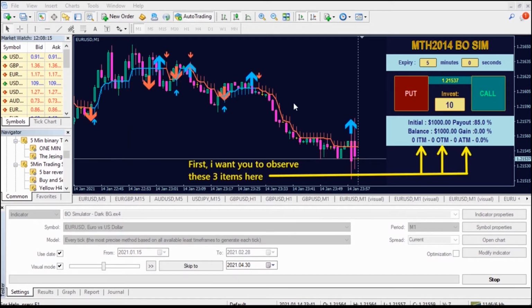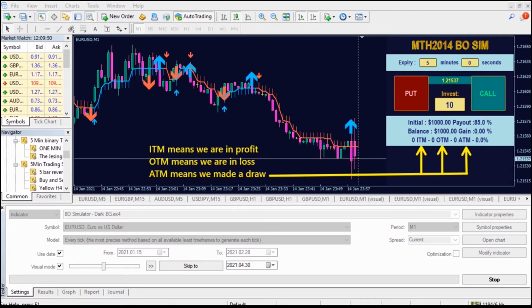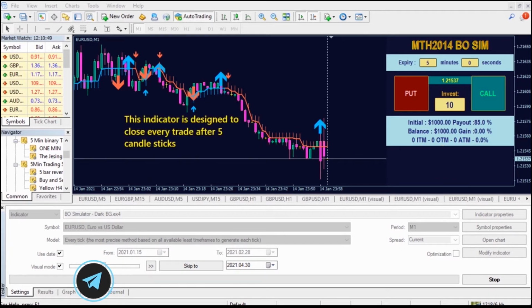First, I want you to observe these three items here. ITM means we are in profit. OTM means we're in loss. ATM means we made a draw. This indicator is designed to close every trade after 5 candlesticks.